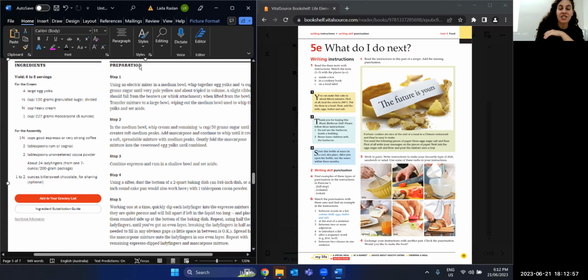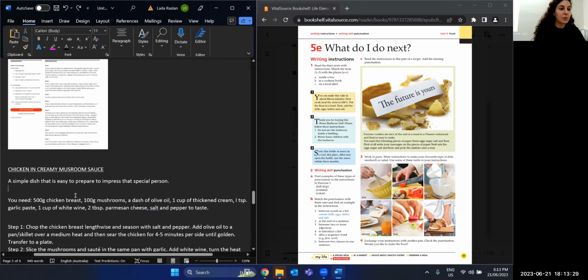Then preparation. So you have step 1. You need to do this, this, this. Step 2, do this. Step 3, step 4, step 5. Okay, so you're going to write something very similar. Don't forget the same. You need to have an introduction, ingredients. Make sure you write that word, ingredients, and then put the number and then what you need. Like that, exactly like that. And then preparation, step 1, step 2.